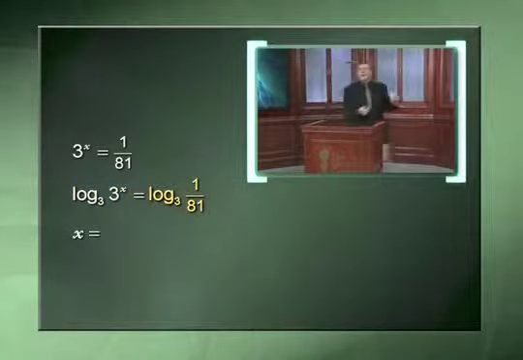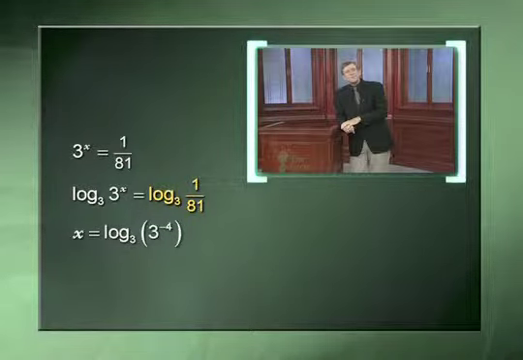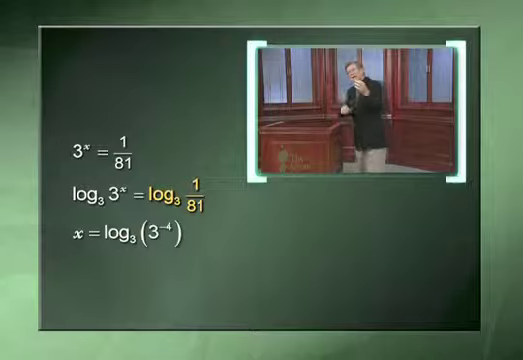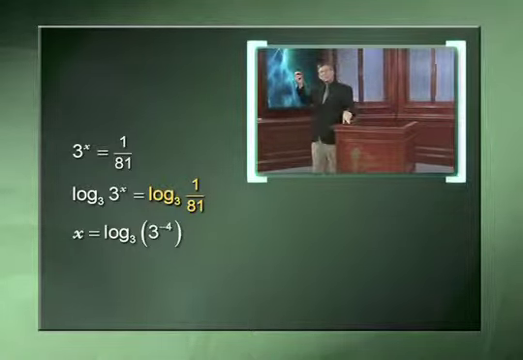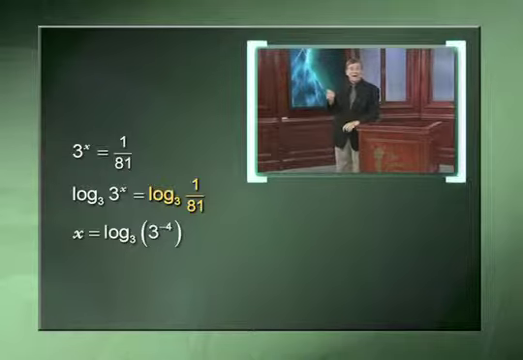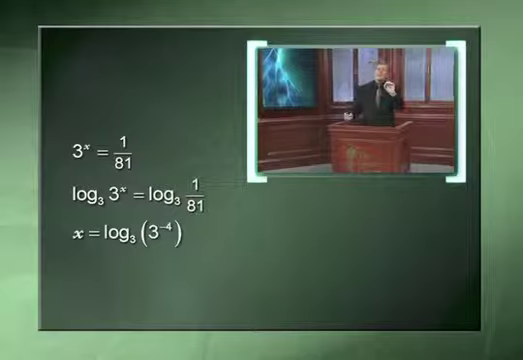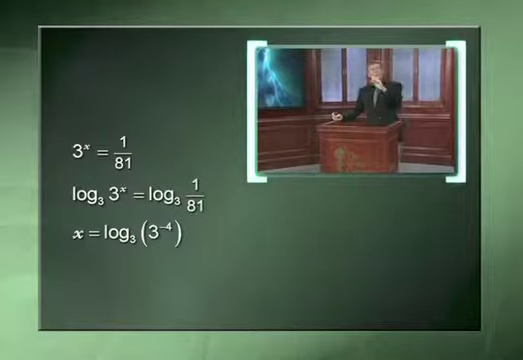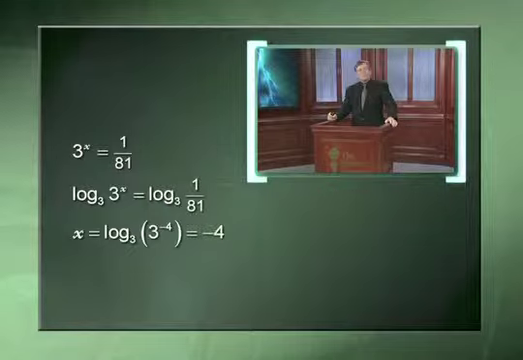And the right-hand side is log base 3 of 3 to the minus 4. I got that by saying log base 3 of 1 over 81, and 1 over 81 is 3 to the minus 4th power. And now I have log base 3 of 3 to the minus 4. The inverse property again says that that equals minus 4. That's your answer. Good.